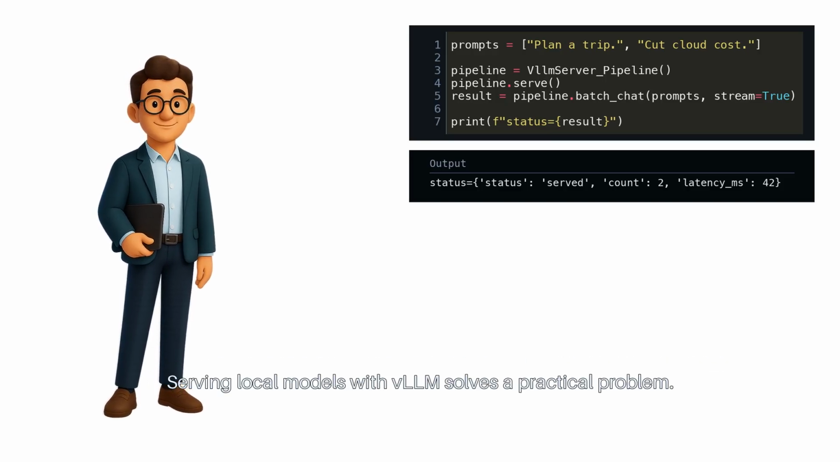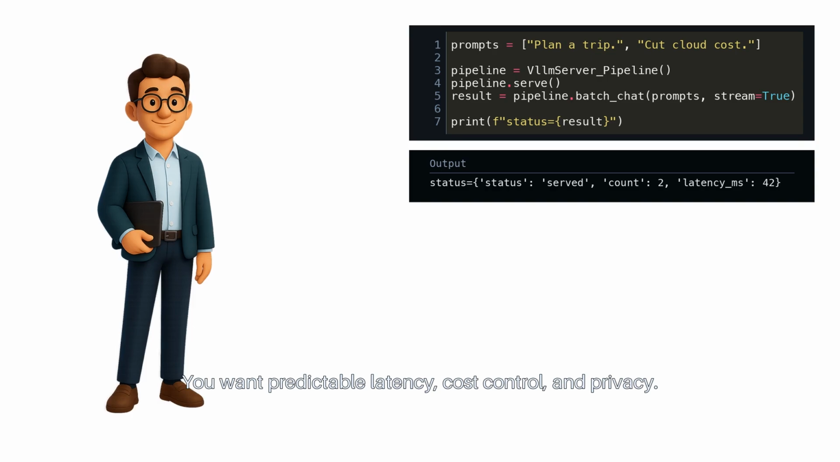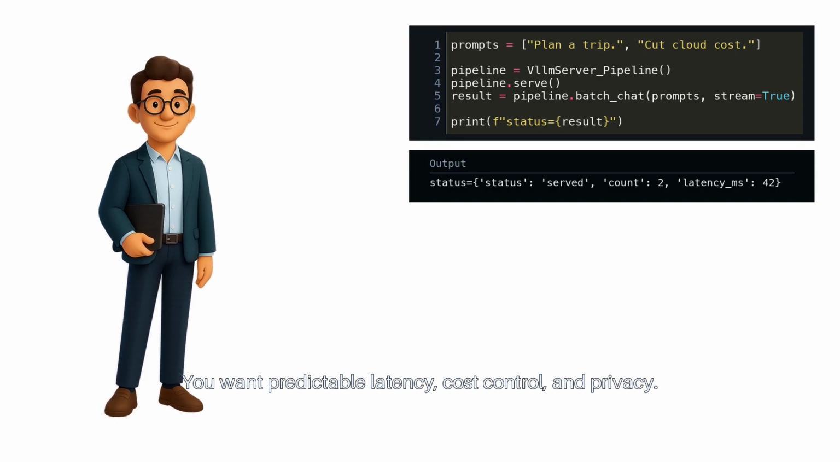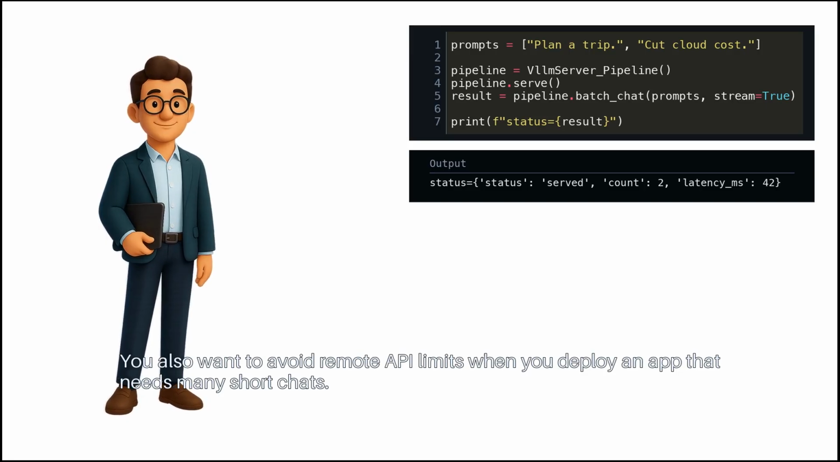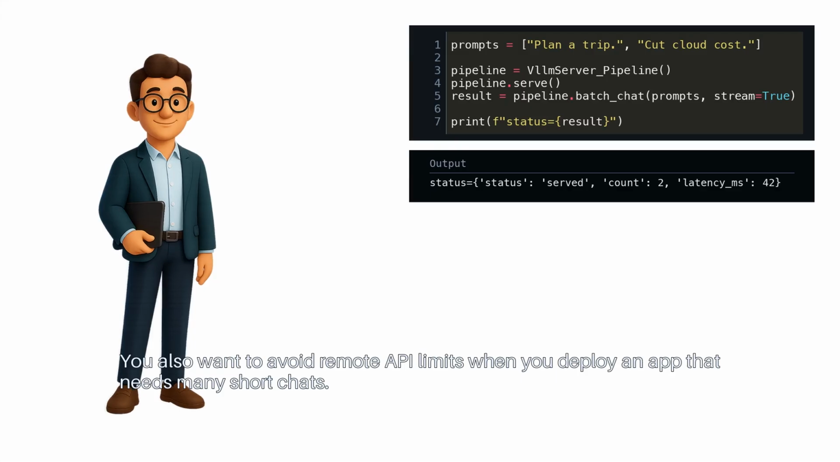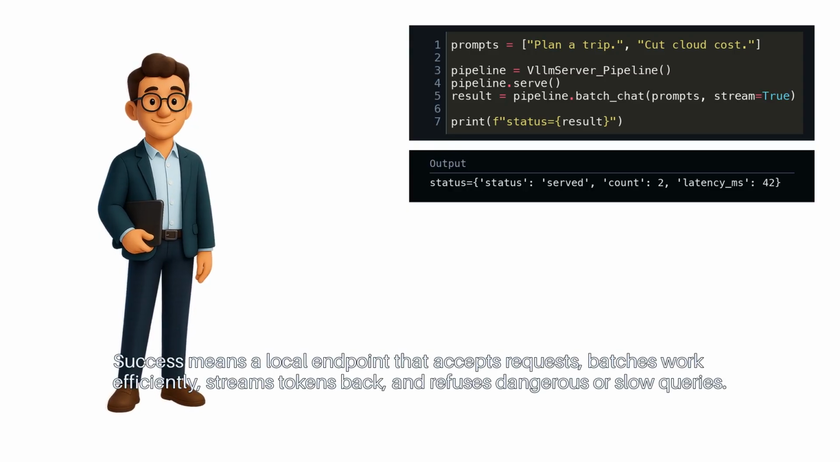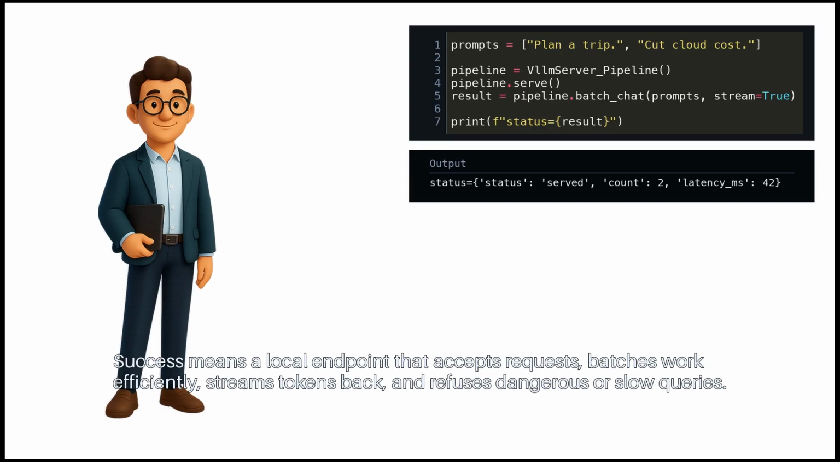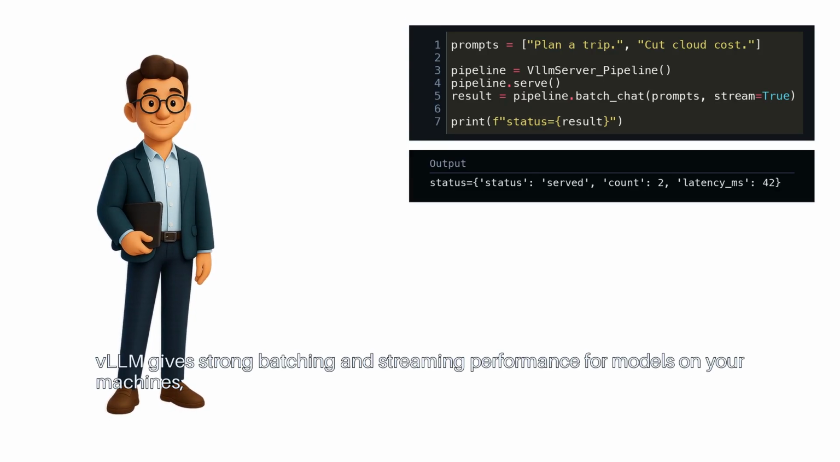Serving local models with vLLM solves a practical problem. You want predictable latency, cost control, and privacy. You also want to avoid remote API limits when you deploy an app that needs many short chats. Success means a local endpoint that accepts requests, batches work efficiently, streams tokens back, and refuses dangerous or slow queries.